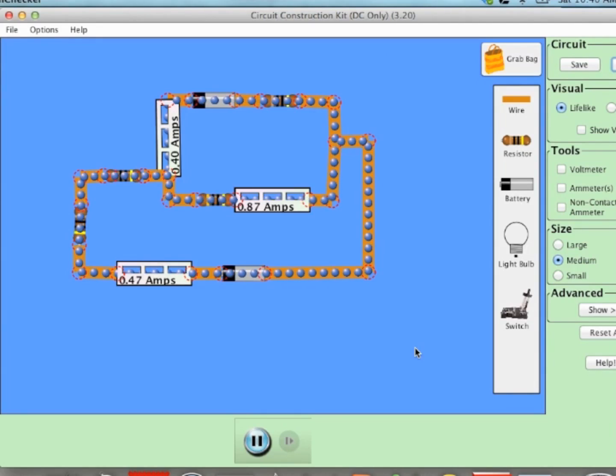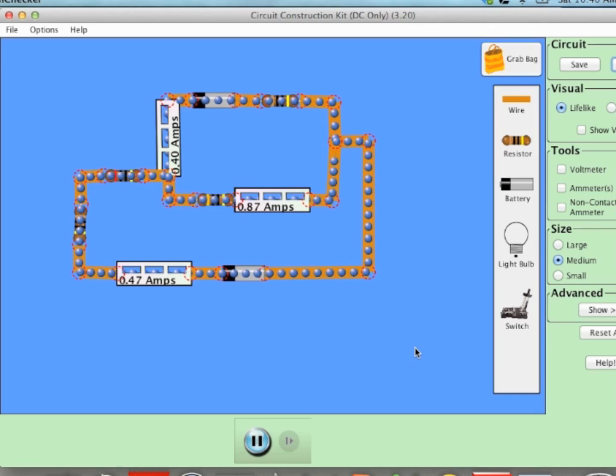So here's a working model of the circuit we just solved. We can see the ammeters confirming what we found: 0.40 amps, 0.87 amps, and 0.47 amps. Notice how that lines up with what we just found. And also notice that the flow of electrons, just as you'd expect, is exactly opposite to the conventional current flow, which we correctly found in this example.